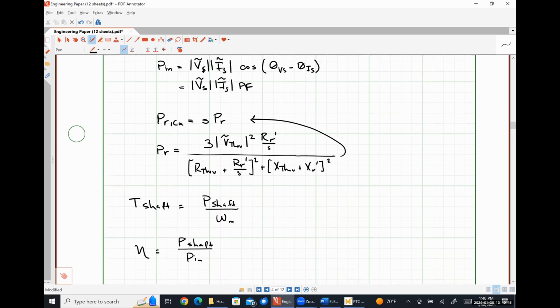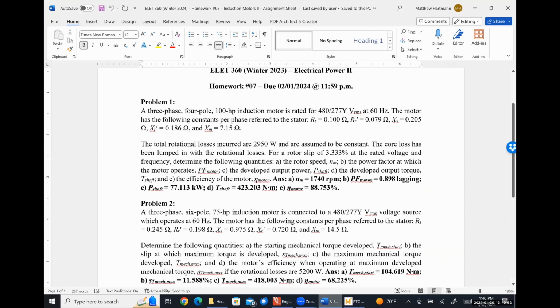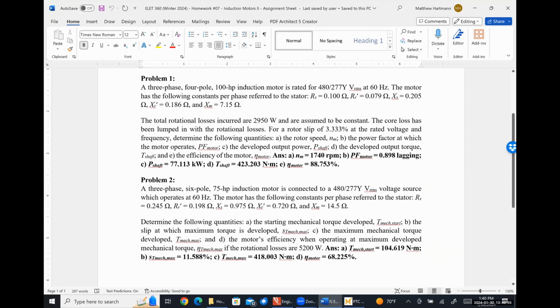All right, so after the kerfuffle with calculating the Thevenin parameters, everything else is fairly straightforward. So let's look at problem 2. Different motor, similar situation. Given all of these different quantities, we want the starting torque, we want the slip at which maximum torque is developed, we want the maximum mechanical torque, and then we want the efficiency at maximum torque if the rotational losses are given to be 5,200 watts.